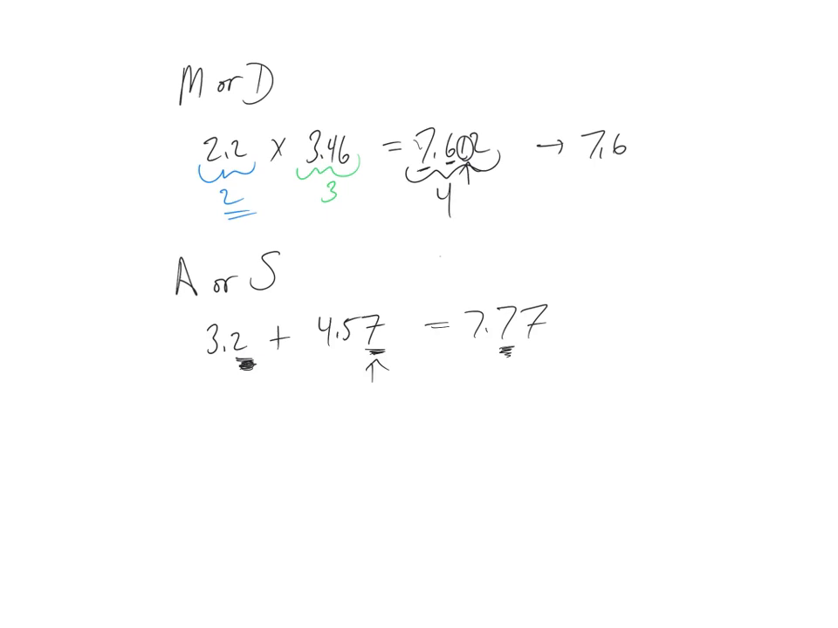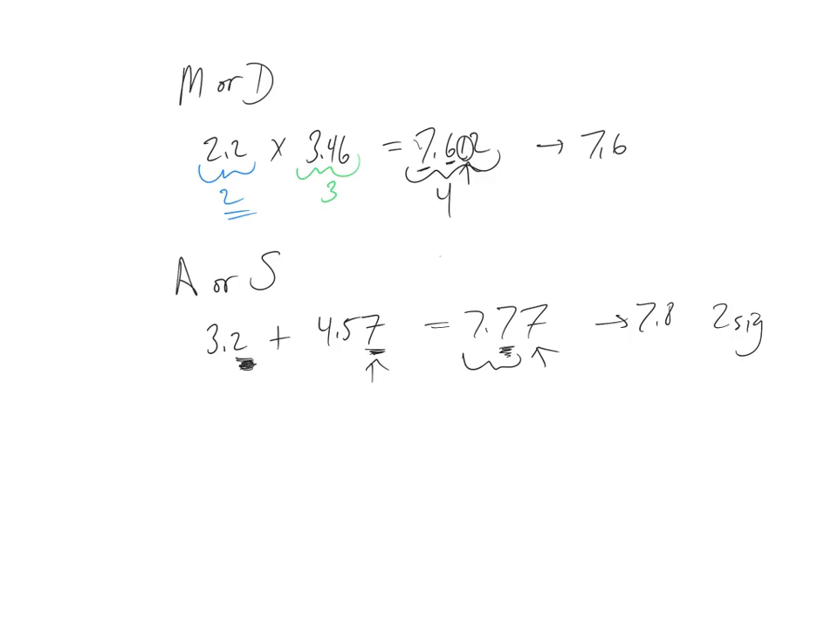So again, we want 2 significant digits. That's right here. Look at the value that's after. Since 7 is greater than 5, we're going to round our answer up to 7.8. And that's going to be our answer, correct with 2 sig digs.